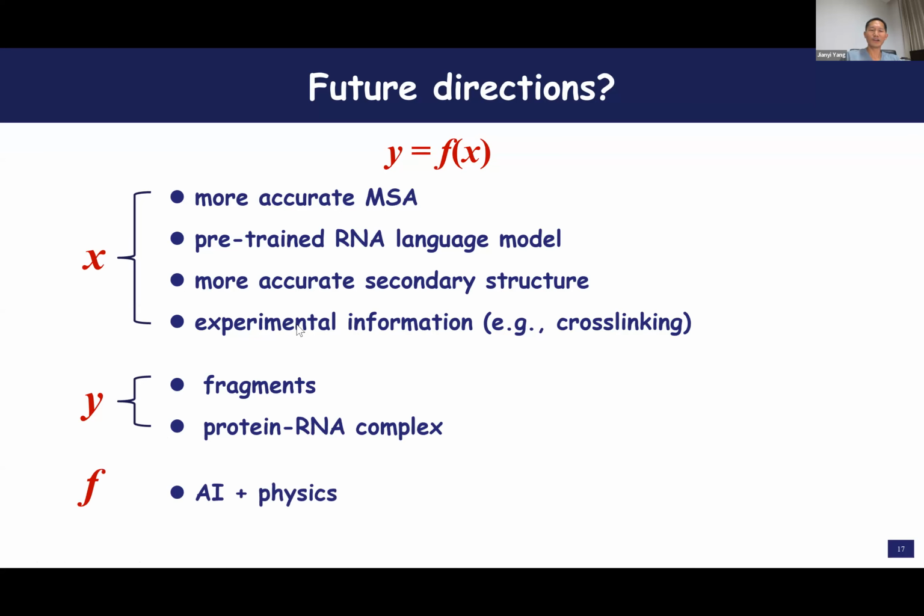So the next one is function f. We can create a more powerful AI, a more powerful network, plus physics-based predictions. As I said, in CASP 15, the top groups are using physics-based methods. So it means physics-based modeling can also be useful to include in AI-based predictions. Also, we anticipate our method to be more automated. More automated is welcome, so more people can use the method.